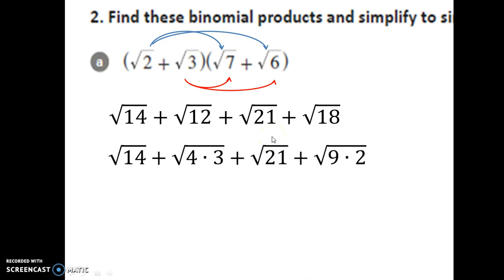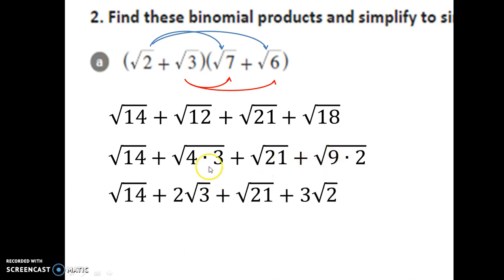These can be simplified further. For example, 12 is made up of 4 times 3. 18 is 9 times 2. So here, a root of 4, a 2 will come out. Over here, square root of 9 is 3, so a 3 will come out. So here is that 2 that came out here. Here is that 3 that came out there. Everything else remains the same.